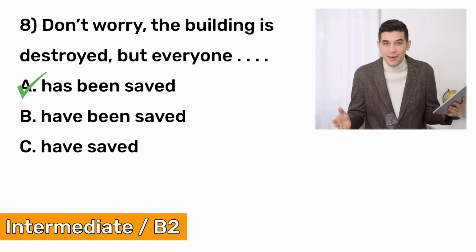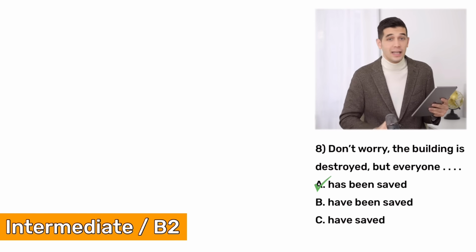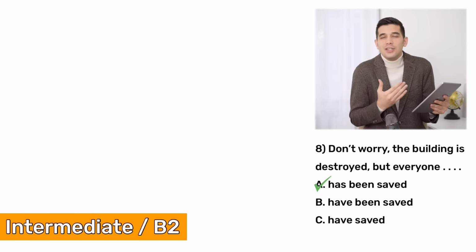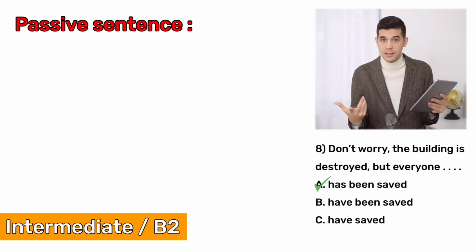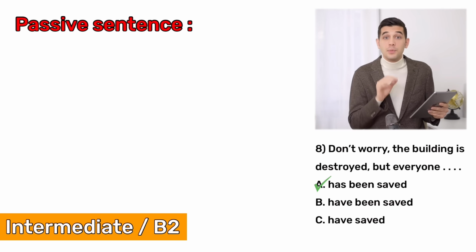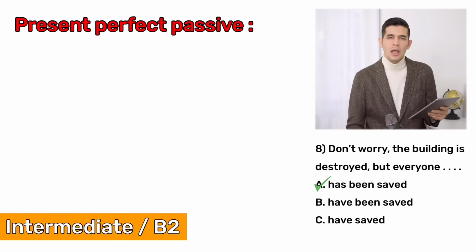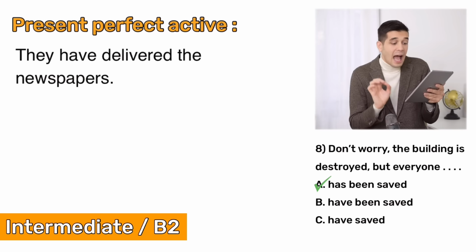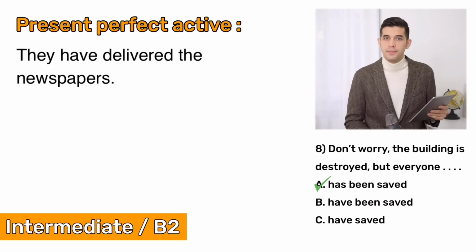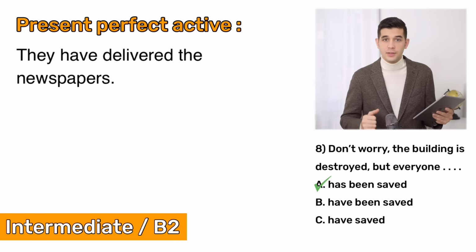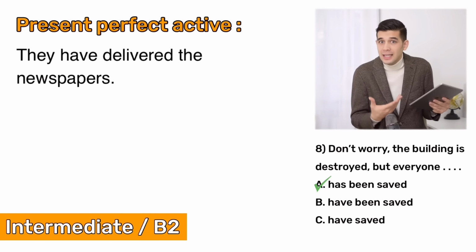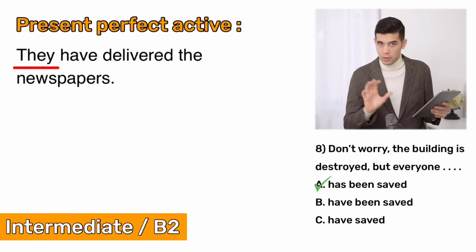Has been saved. But why? This is a very interesting question. Again, this question is a passive sentence. But what kind of passive? This is present perfect passive. Look at this sentence. They have delivered the newspapers. This is a present perfect sentence, right? And we know who did this. They did this. So this is active.